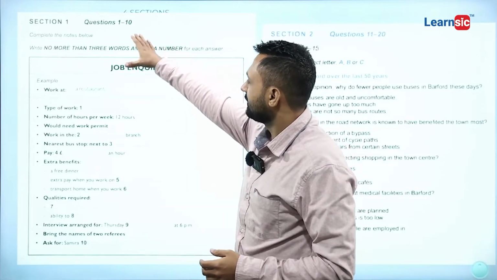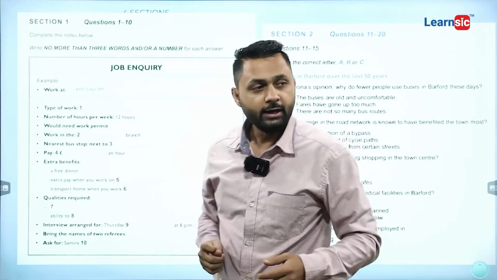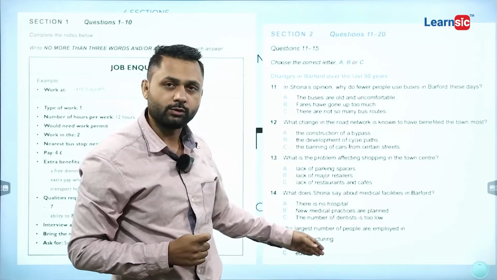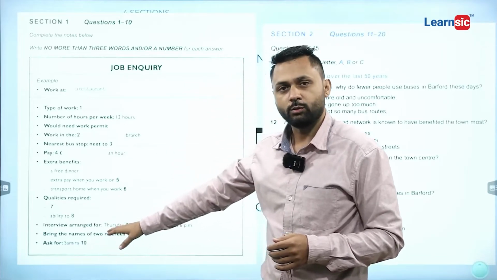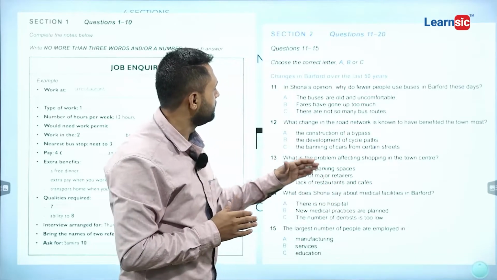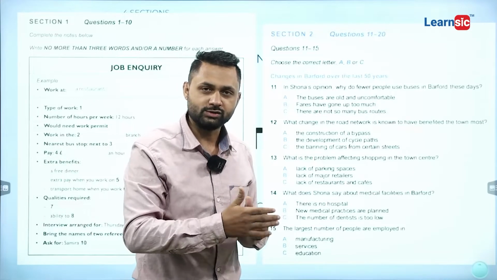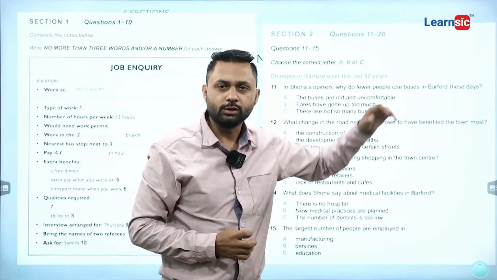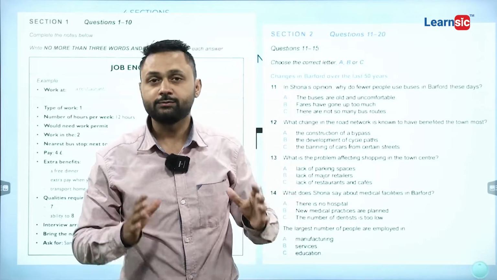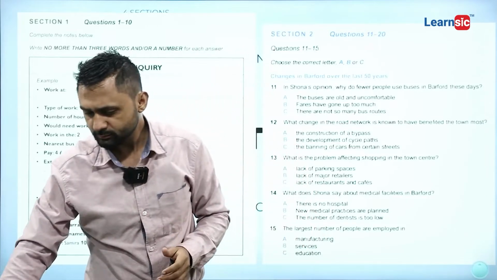For example, this is section 1 and you have question number 1 here. This is a fill in the blanks question, and this is a multiple choice question. In section 1 you have questions 1 to 10, right? And in section 2 you have questions 11 to 15 and 16 to 20 on a different page. Here you can see questions 11 to 20. Each section consists of 10 questions, so altogether there will be 40 questions.